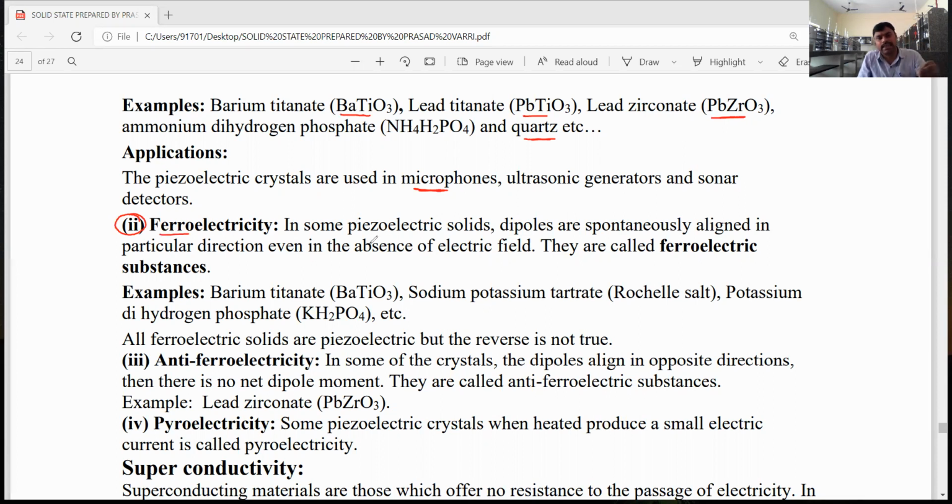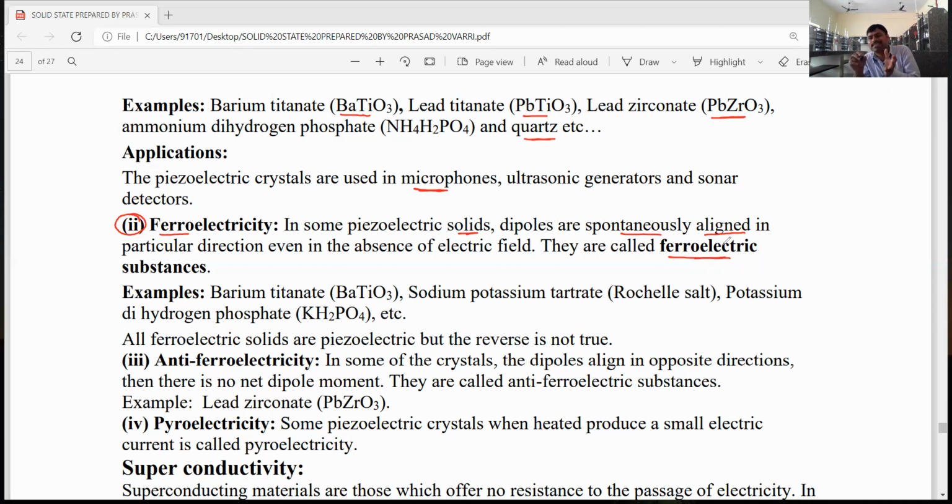So ferroelectric, anti-ferroelectric and pyroelectric substances are all kinds of piezoelectric substances only. Ferroelectric substances are those piezoelectric solids in which the dipoles are spontaneously aligned, all in the same particular direction. Then the substance will be strongly attracted by the electric field, and the net dipole is not equal to 0. Such substances are called ferroelectric substances.